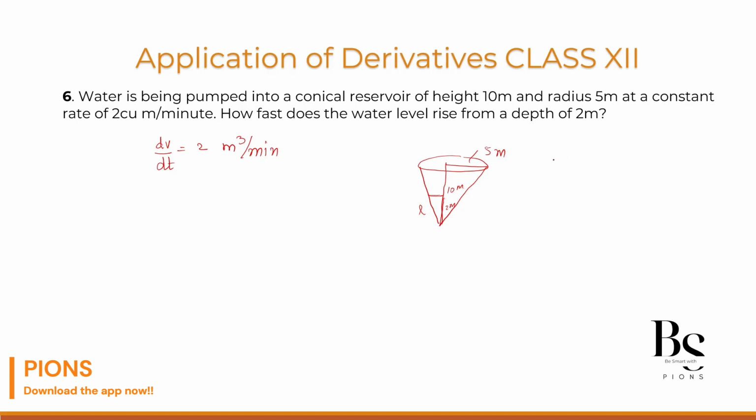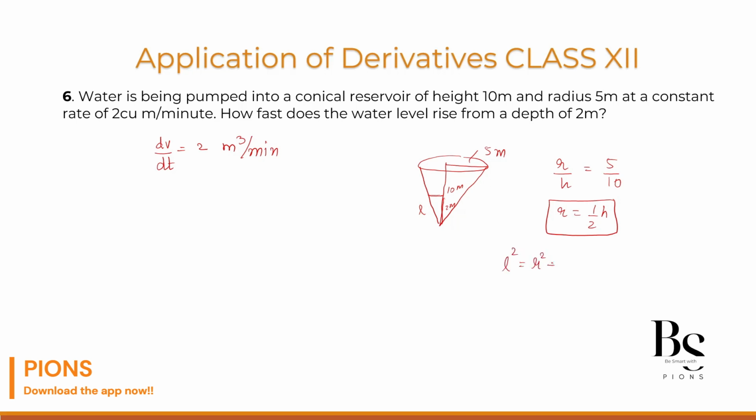So here what you have to do, very simple. What is our R by H? Let's find R by H. That is equals to 5 by 10 straight away. So R by H is 5 by 10. So R is equals to half H. You can say like this. R is equals to half H. Clear it is? Great.